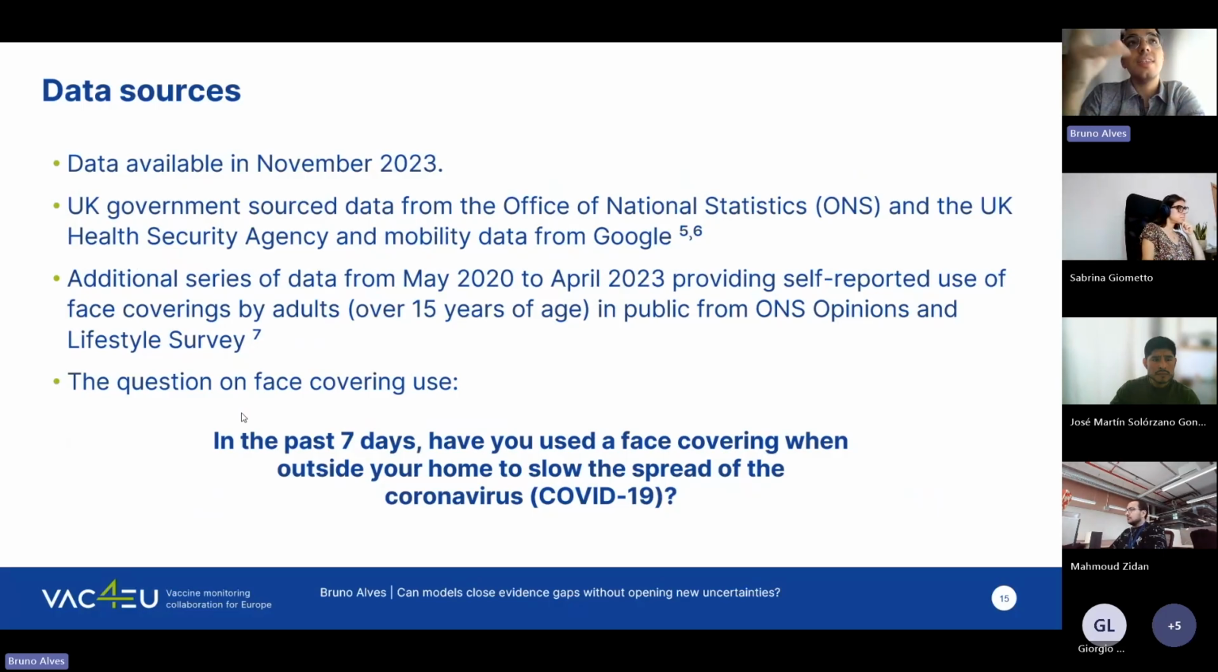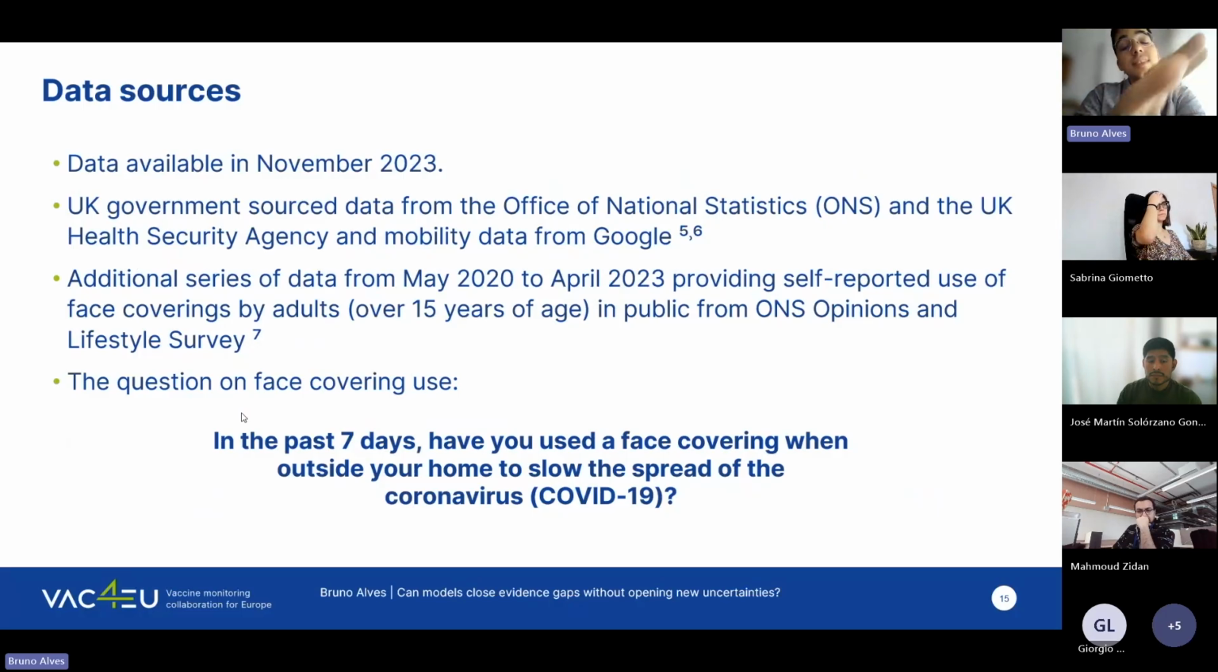The new thing here is the use of an additional time series providing the self-reported use of face coverings by adults. And I'm focusing on this word, adults, which means people over 15 years of age, so 16 plus. Why is this relevant? Because they also talk about the effectiveness of mask use on children, but they are not using data on the use of masks by children. They are talking about effects on children because of the use of masks by adults only.